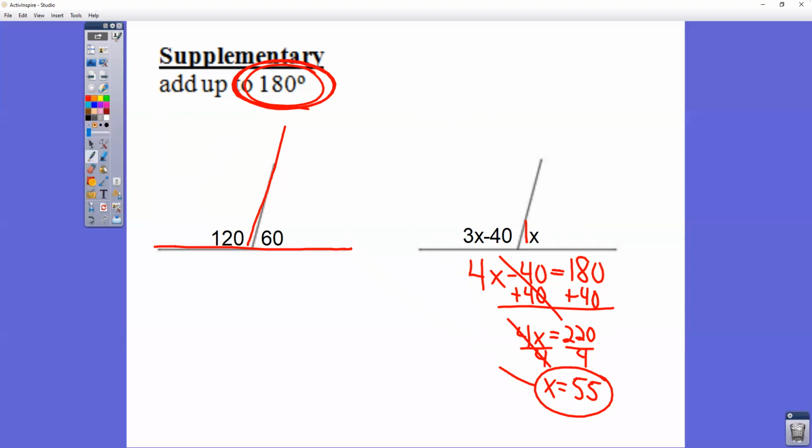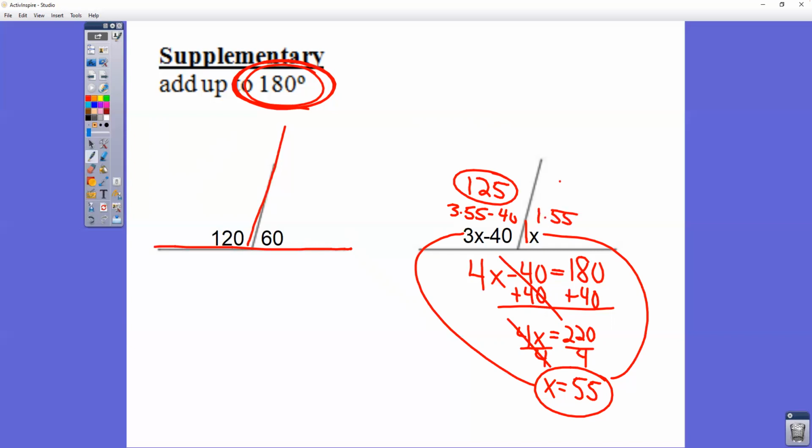Take that 55 and sub it back in. So 3 times 55 instead of 3 times x, and then minus 40. 3 times 55 minus 40 gives you 125. For the other angle, we just have 1 times x, or 1 times 55. 1 times 55 is 55.